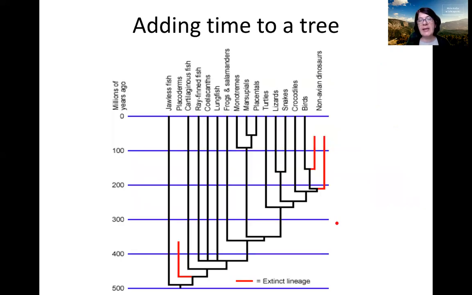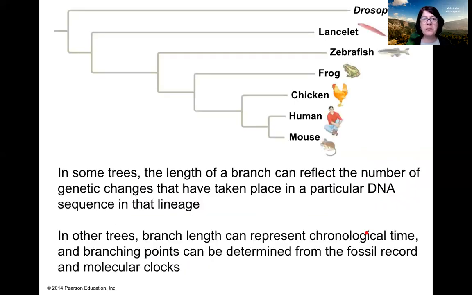Now we can also add time to a tree, and this tree here shows you time. Not every tree is going to have a scale that shows millions of years, but in general, the length of a branch corresponds to length in time. Shorter branches, so for instance, you can see here that birds, this is the length of branch for the birds, but then in their clade, there is a species where the branch is much shorter, and that means that's an extinct lineage.